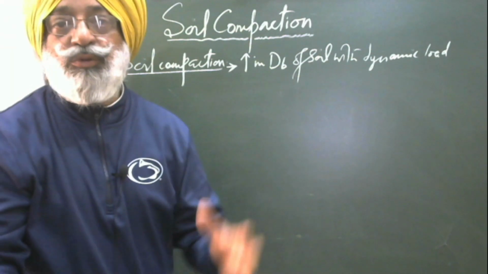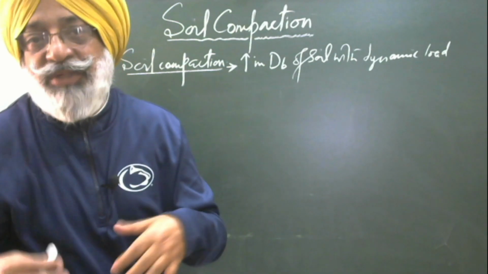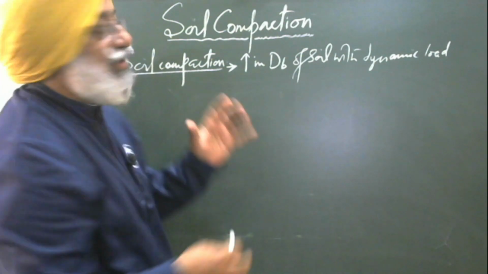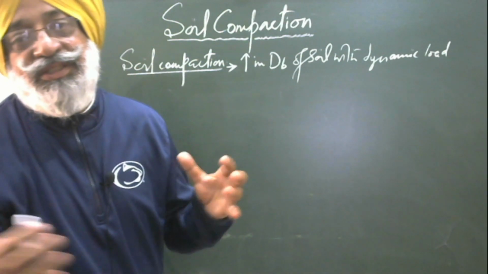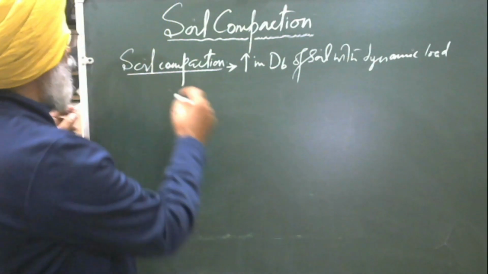That increase could be due to decrease of volume of pores, or due to some other reason, but in general we say that soil compaction is increase in bulk density with a dynamic load.